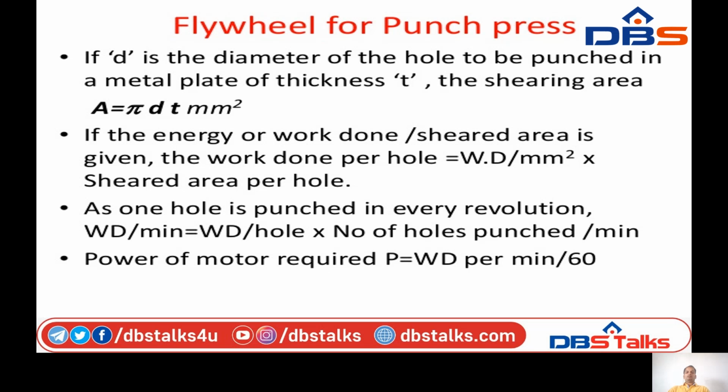If the energy or work done or sheared force is given, the work done per hole is work done into sheared area per hole. As one hole is punched in every revolution, work done per minute is equal to work done per hole into number of holes to be punched in a minute. So the power of the motor required is work done per minute by 60. That means we can calculate it for seconds also.